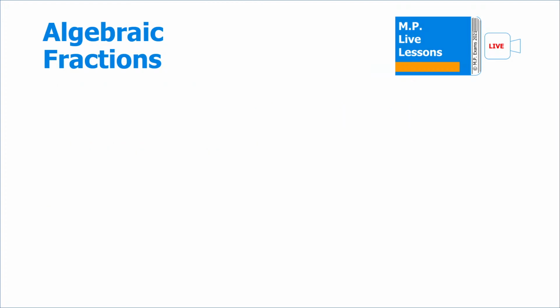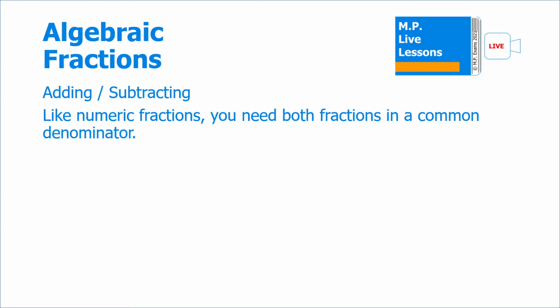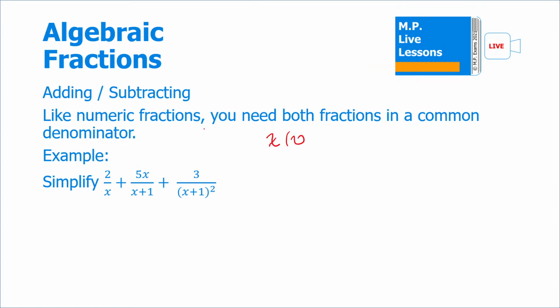When you add or subtract algebraic fractions, you also need to have a common denominator. For example, with this, the common denominator could be x times x plus 1 squared, because all you need to do to get from this x plus 1 to x plus 1 squared is multiply by x plus 1.